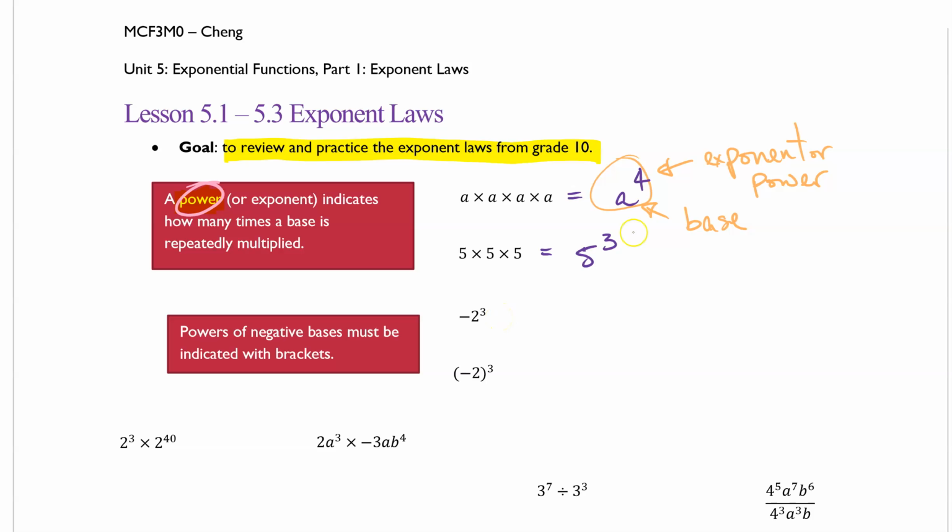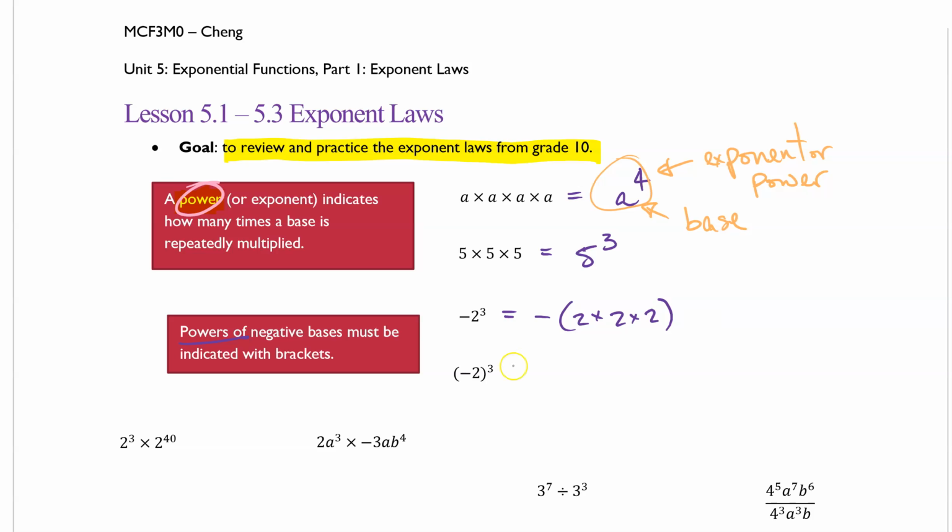One thing to know is that the exponent sits directly on the base. So what is the base is the next question. If you look over here, we have a negative base. Powers of negative bases must be indicated with brackets. Here I have negative 2 to the exponent of 3. Isn't that negative 2 times negative 2 times negative 2? No. This is actually negative 2 times 2 times 2. The 3 is only sitting on the 2. The negative is not directly attached to the 2.